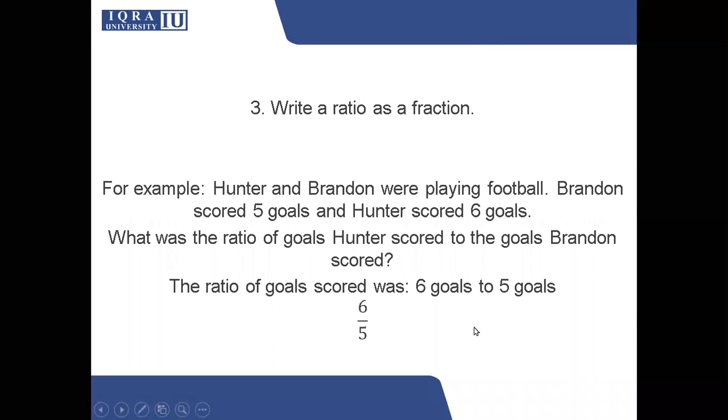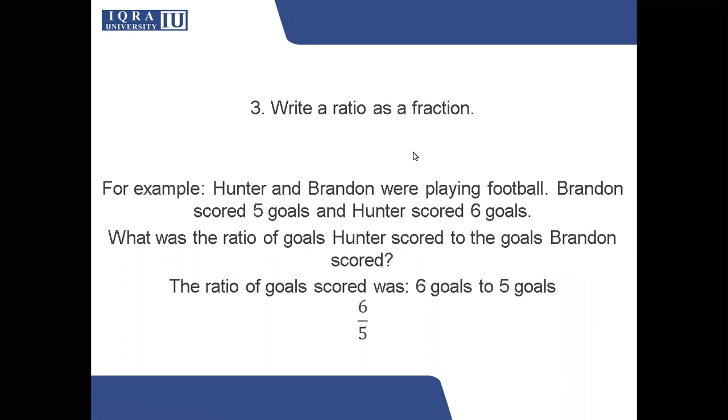The third way of writing ratios is to write the ratio as a fraction, right? Now, for example, this is a long example, but Hunter and Brandon were playing football, and Brandon scored 5 goals and Hunter scored 6 goals. What is the ratio of goals Hunter scored to the goals Brandon scored?